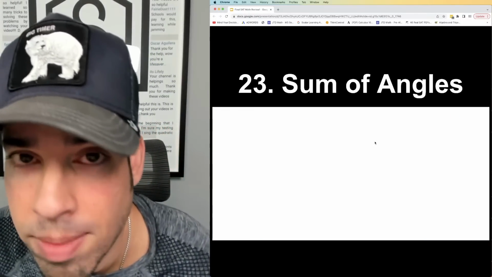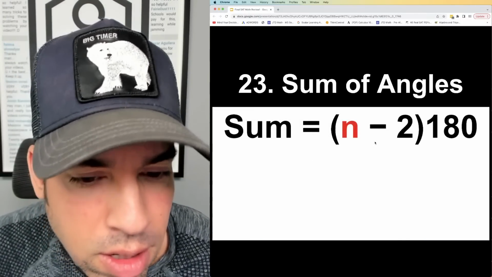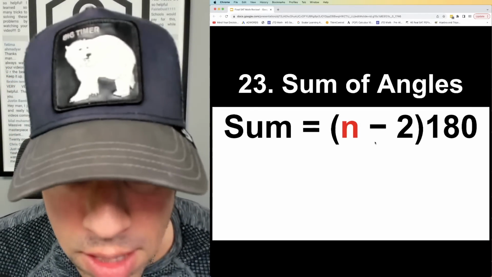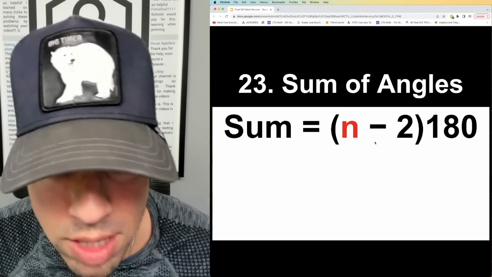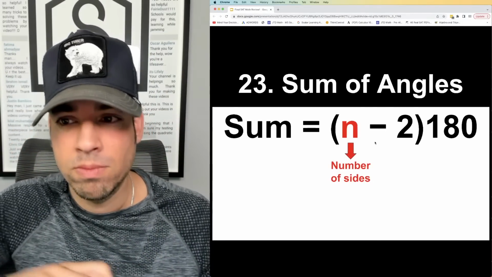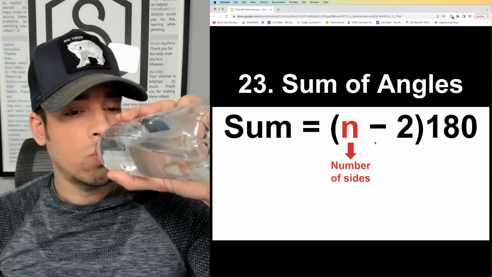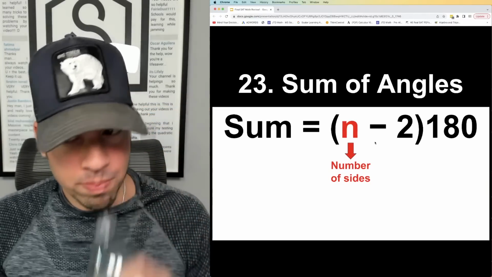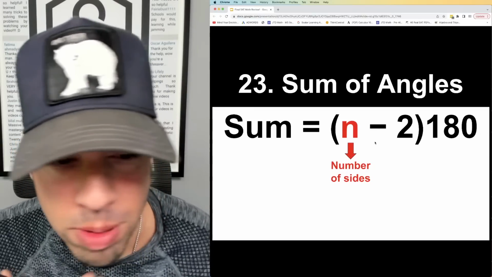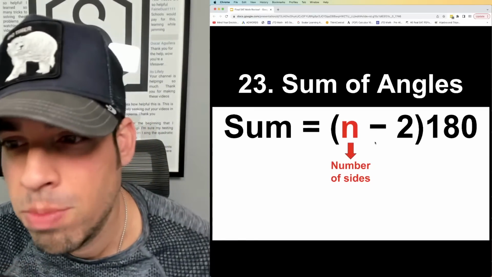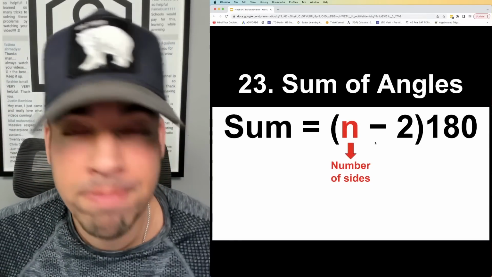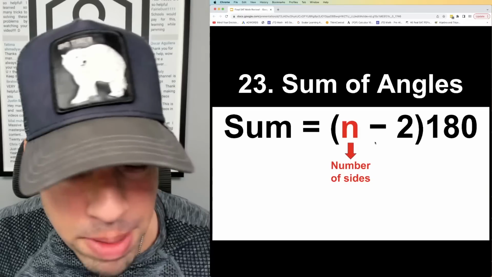Last one, sum of angles in a polygon. So here's the formula, and this is going to tell you, if you have a pentagon, the number of sides, you plug in 5, you get 5 minus 2, which is 3. 3 times 180 is 540. That's the sum of the angle measures in a pentagon.